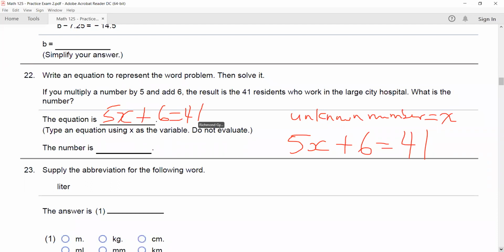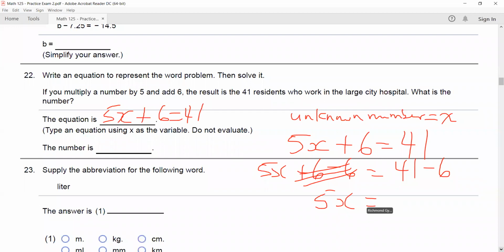Now you find the number. To find the number, it means I'm finding x, because x is my unknown number. So I've got 5x plus 6. I've got to move the plus 6 away. Now to do that, I have to subtract 6 on the left and do the same thing on the right because it's an equation. So 6 minus 6 goes to what? 0. So I have 5x plus 0, which is 5x. 41 minus 6, that gives you 35.